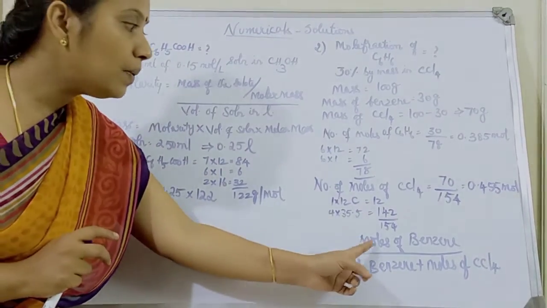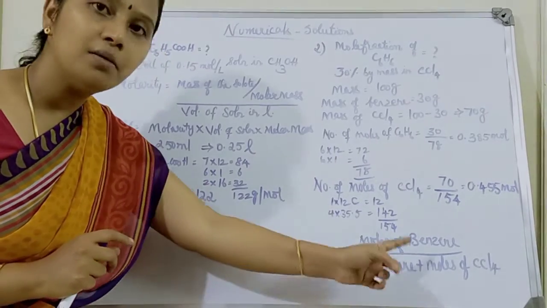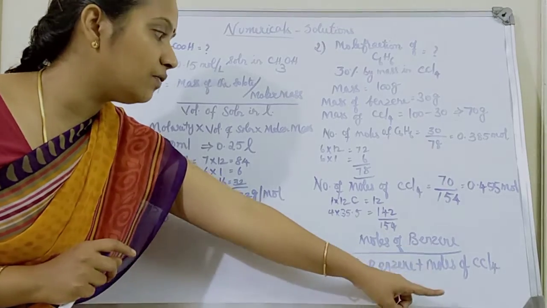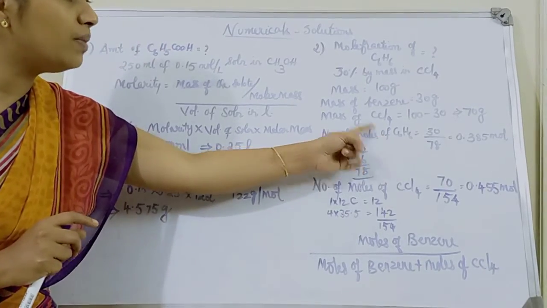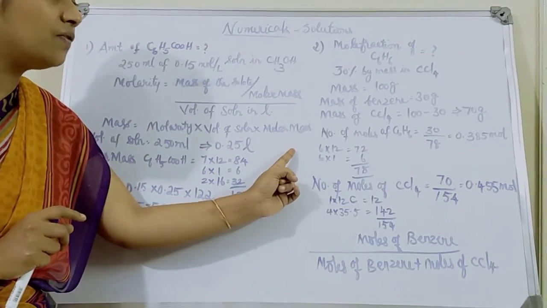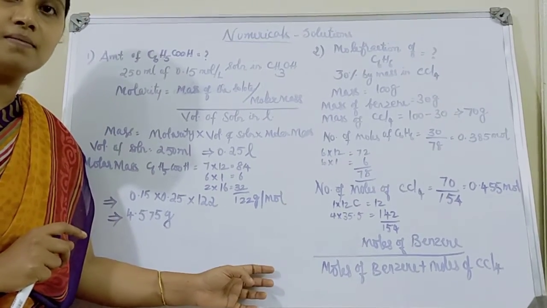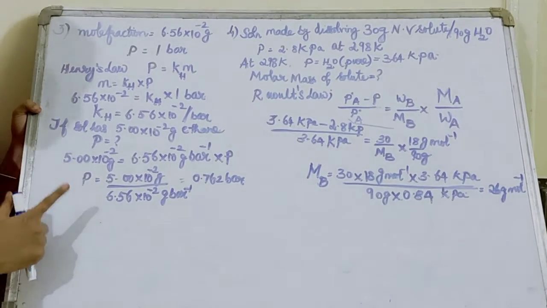So number of moles of benzene divided by number of moles of benzene plus number of moles of CCl4. I have calculated the moles of benzene, I have calculated the moles of CCl4. I need to substitute, then I will be getting the answer. Moving to the third problem.